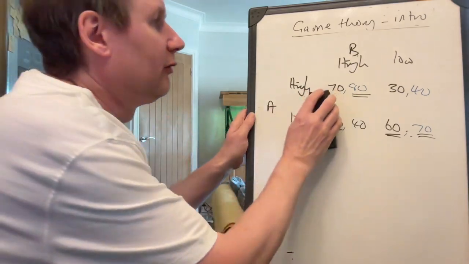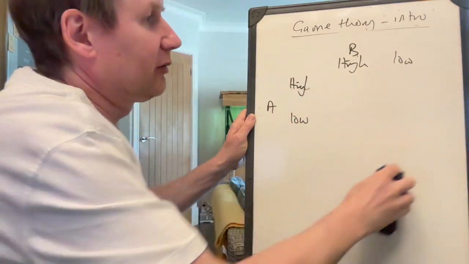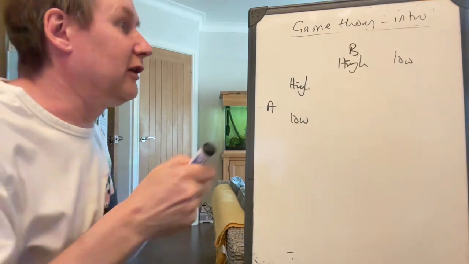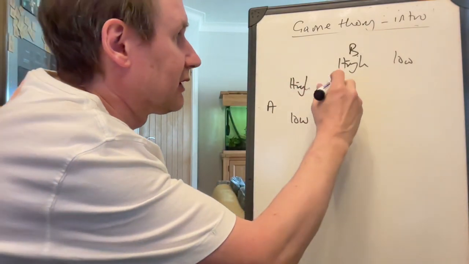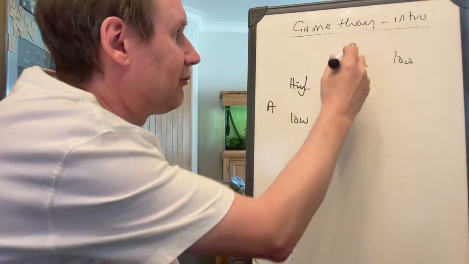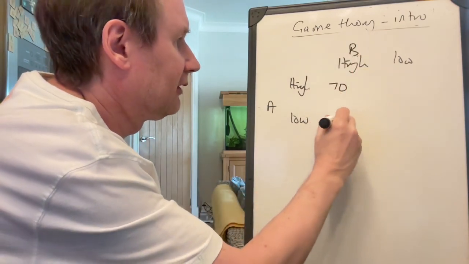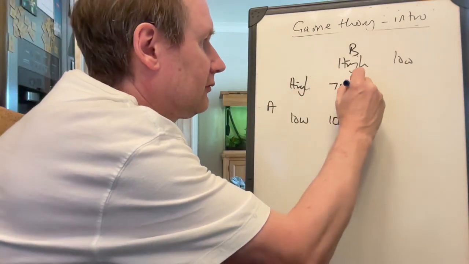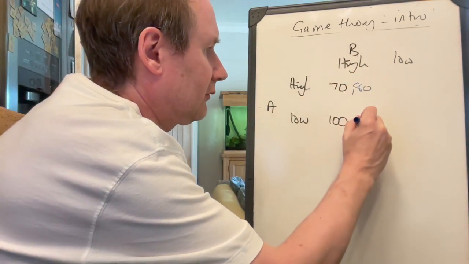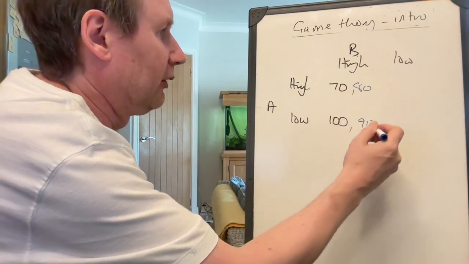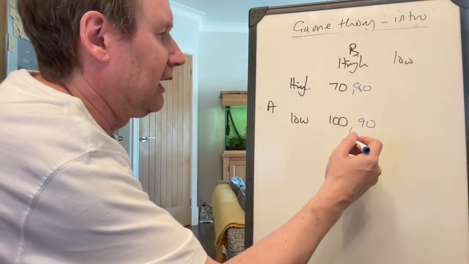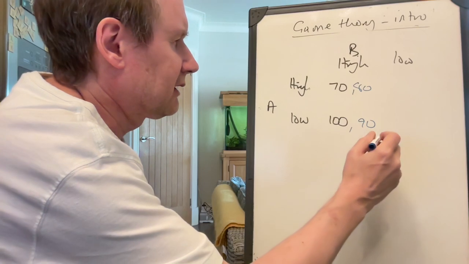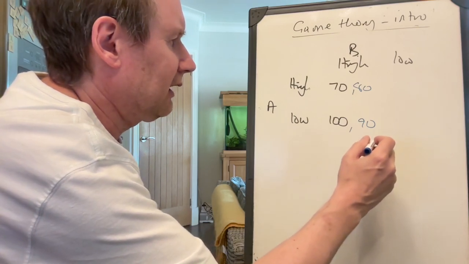It's also possible for there to be no Nash equilibrium. So if I construct a situation where if B plays high, A plays low, and if A plays low, then B stays high.